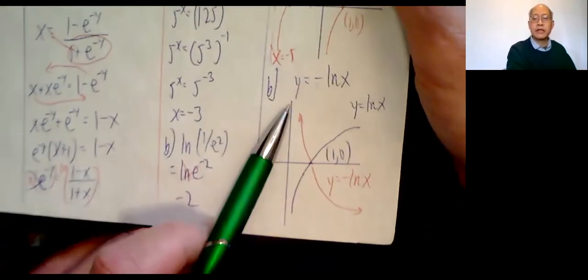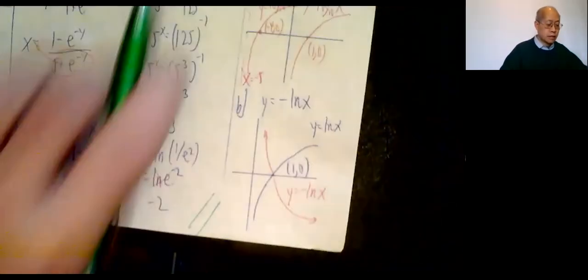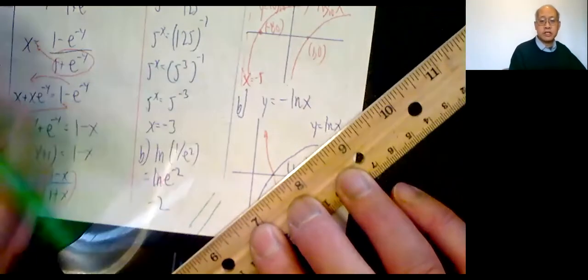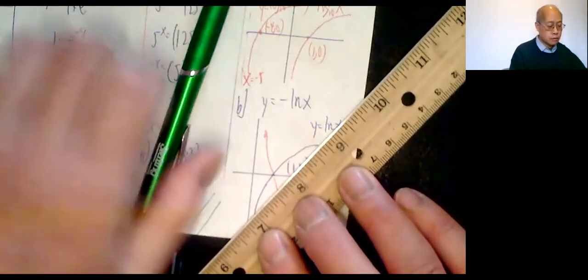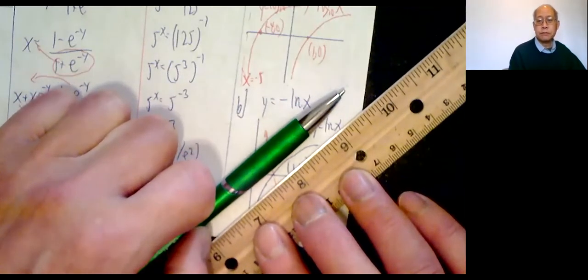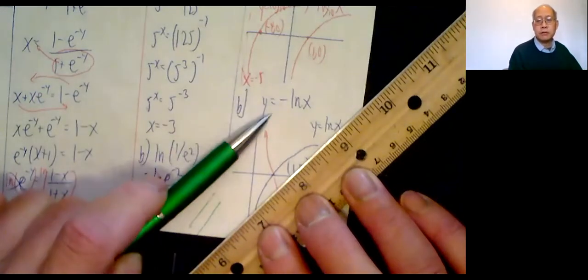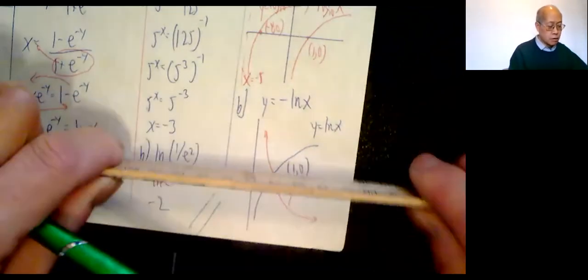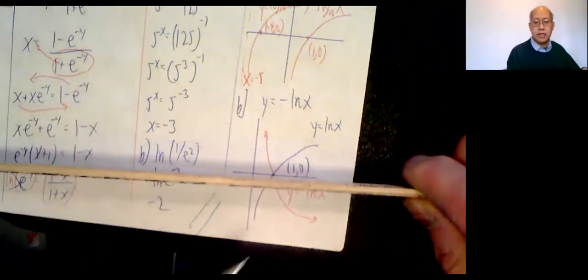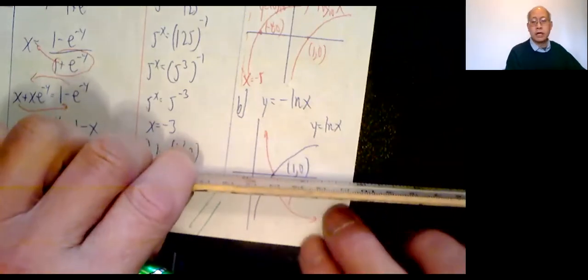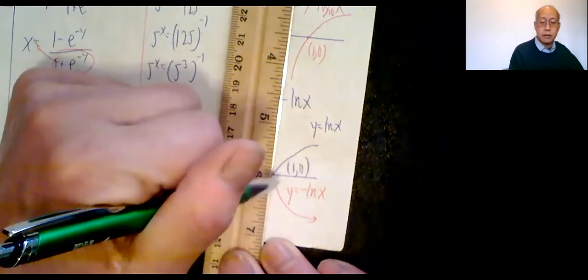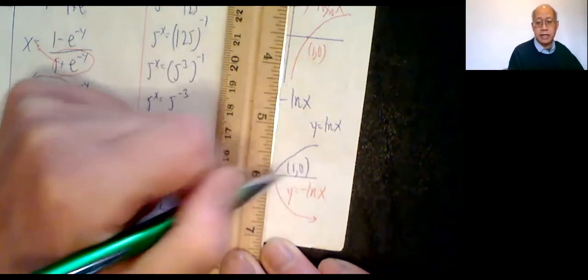Y equals negative natural log of x. Again, natural log, which is log base e, all the log functions tend to look the same. So what I have in blue is a natural log function. And what does a negative do? Negative, you might recall, reflects across the x-axis. Since it crosses, it might be hard to see the whole thing at once. If it's hard to see, just do it in pieces. If I only look at this part, you can say, oh yeah, the reflection across the x-axis is this.